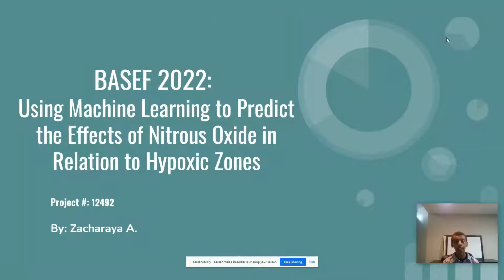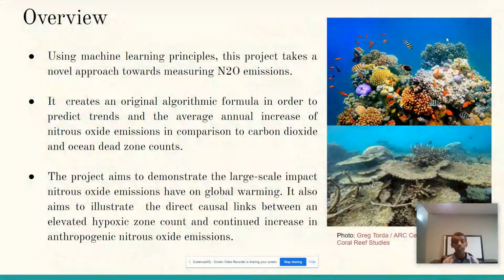Using machine learning to predict the effects of nitrous oxide in relation to hypoxic zones. Existing predictive models to measure nitrous oxide emissions rely on copious amounts of data from different sources to make accurate predictions. Using machine learning principles, this project takes a novel approach towards measuring N2O emissions. It creates an original algorithmic formula in order to predict trends and the average annual increase of nitrous oxide emissions in comparison to carbon dioxide and ocean dead zones.